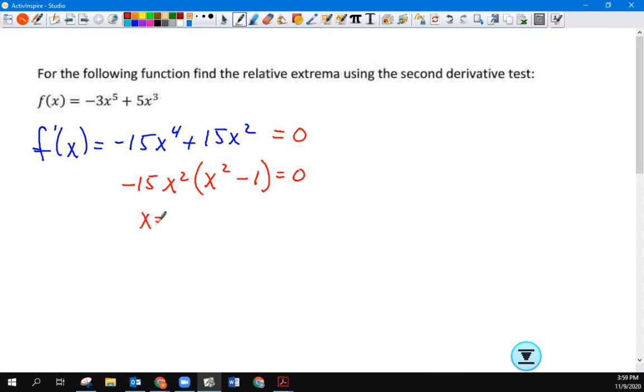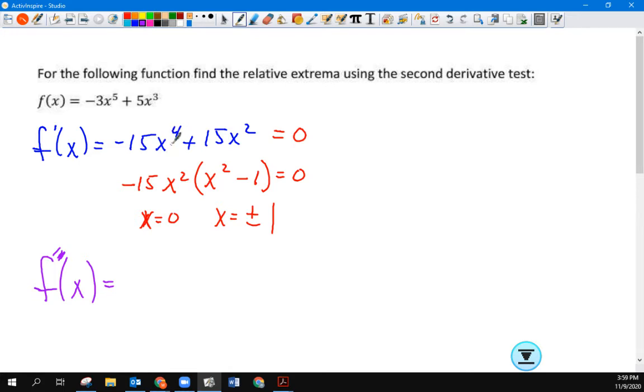So my zeros are x equals 0 and x equals plus or minus 1. Okay, so those are my critical points. Now, I'm not going to do a first derivative test. I'm going to use my second derivative to let me know. So I need to take the second derivative. So we take the second derivative here.